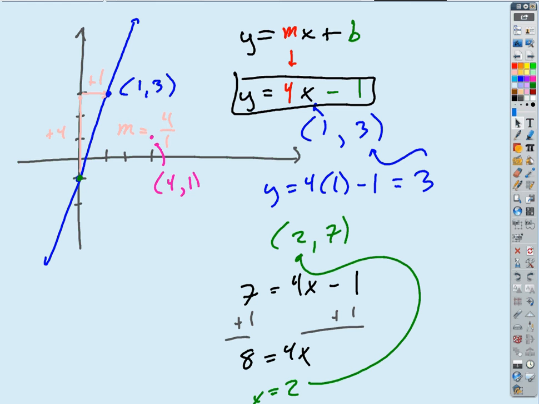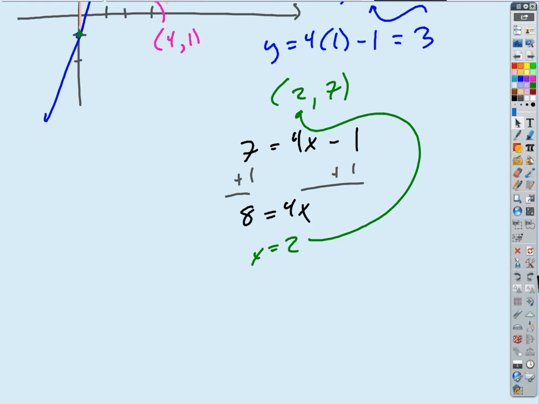Yes? Why is it minus? Good question, because b is -1. So we're just plugging in a value for -1. Technically speaking, it's 4x plus -1, but what's our simple way of saying plus -1? -1, yeah. Okay?